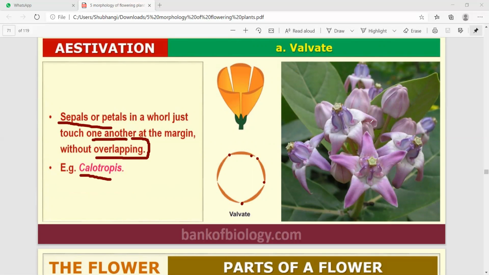You must have seen these flowers, no? So here you can see end to end, there is only touching. They're just touching end to end, but they are neither overlapping nor doing anything. So this type of estivation is called as what? Valvate estivation. Best example to remember, because this might come in the NEET or CET. What is the example you should remember? Calotropis is the example. Okay.